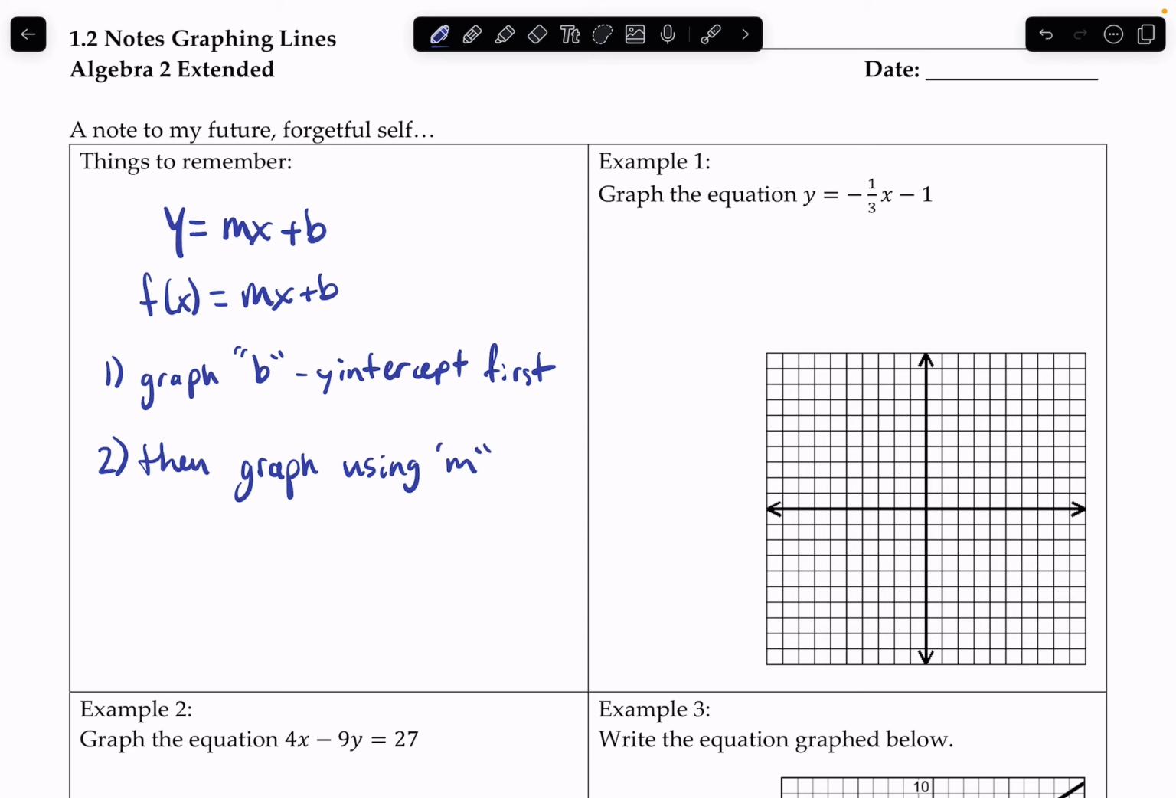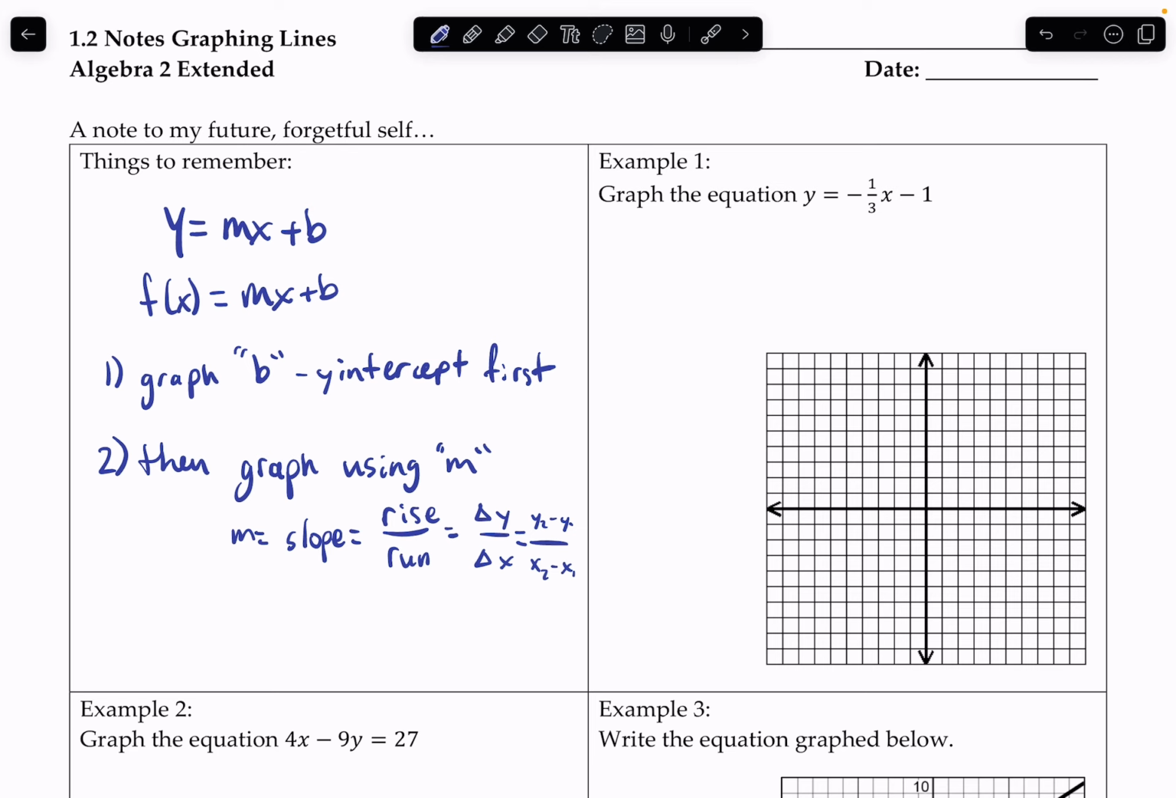So m is otherwise known as slope, which a lot of times you see written as rise over run, or like change in y, delta y, which delta means change, change in y over change in x. Or if you want to get super extra with it, it could be y2 minus y1 over x2 minus x1. All of those things mean the exact same thing. So we can just say rise over run.